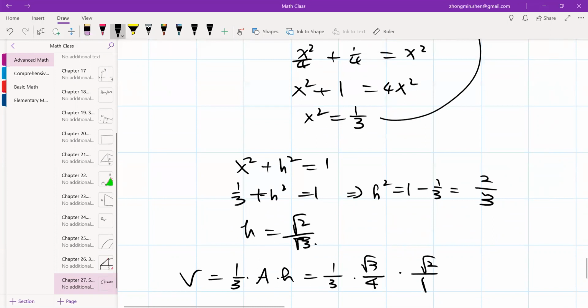h is a square root of 2 over square root of 3. Square root of 3 canceled out. There was no square root of 6 here. Okay? It's going to be square root of 2 over 12. That's it.